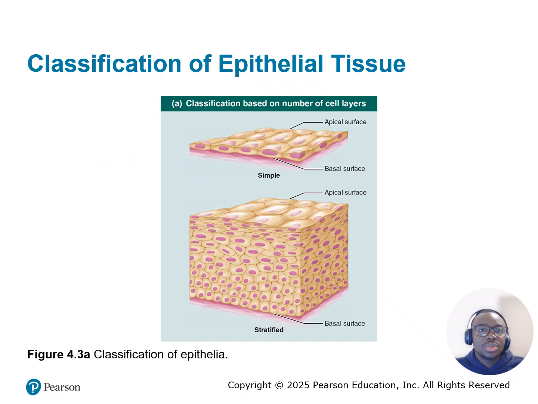This figure shows classification based on the number of cell layers in an epithelium. In this classification, there are two types of epithelia: simple and stratified. A simple epithelium consists of one cell layer. A stratified epithelium consists of two or more cell layers stacked on each other. Regardless of how many cell layers an epithelium contains, it has two surfaces: an apical surface and a basal surface.